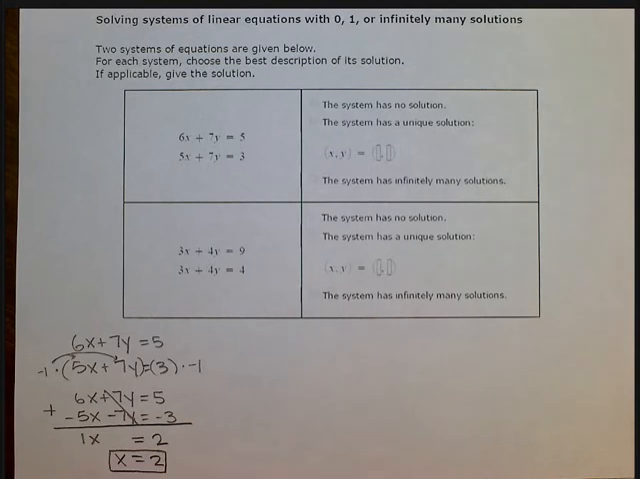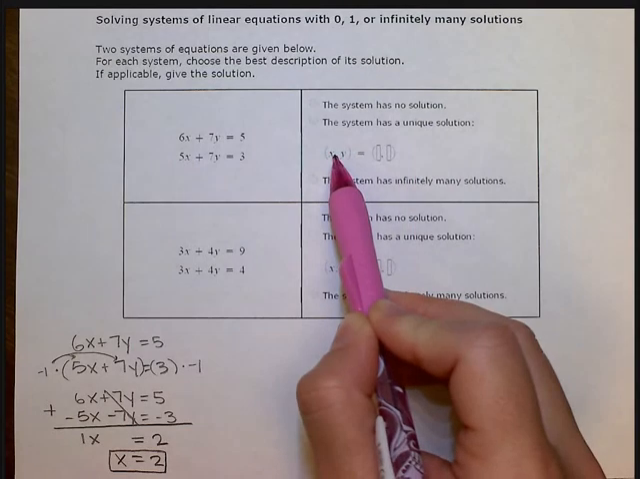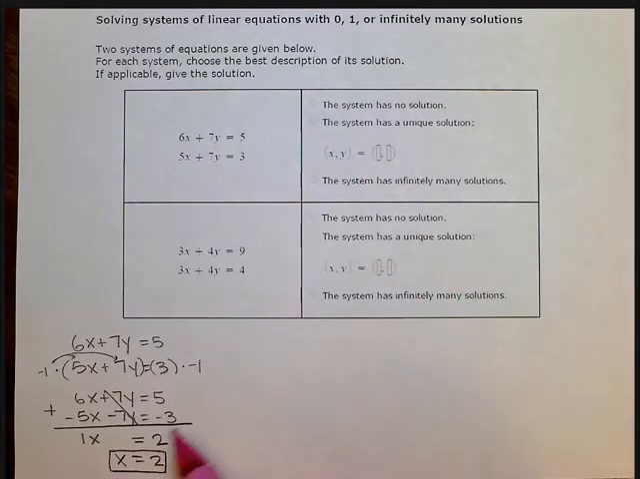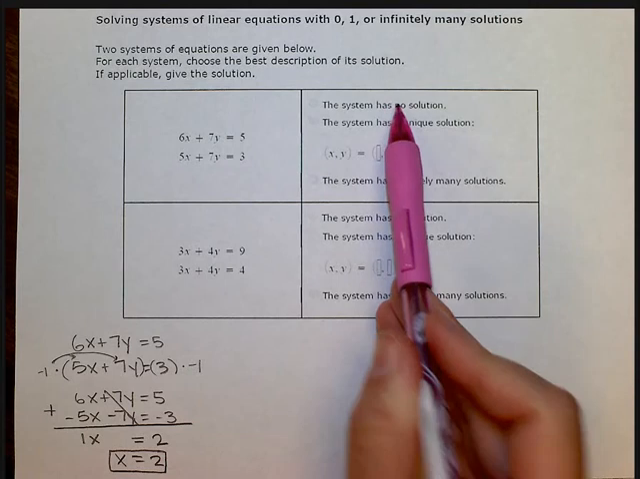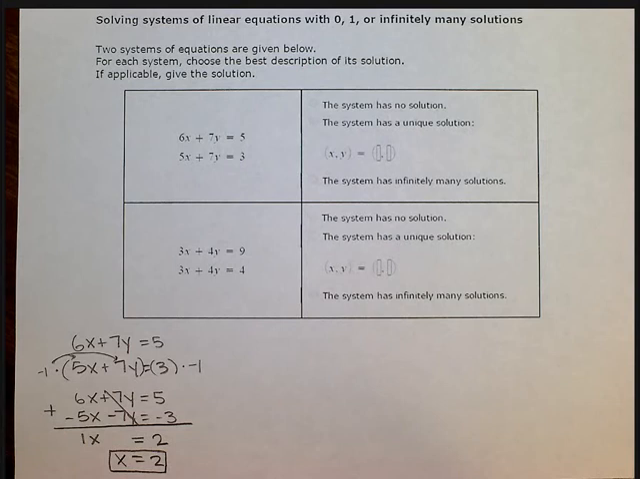Now, right away, I can tell that this is going to have a unique solution because I found a unique x, which is 2. So I already know it's not no solution and it's not infinitely many solutions. To find the y portion of this, I'm going to plug this 2 back in to one of my equations to figure out y. I'm going to use the first equation.